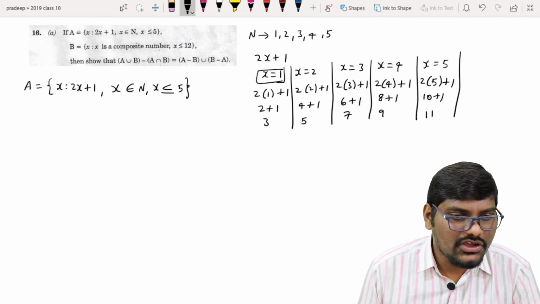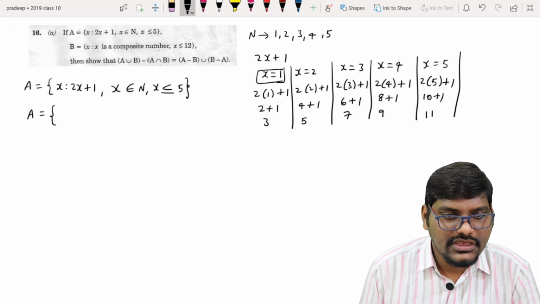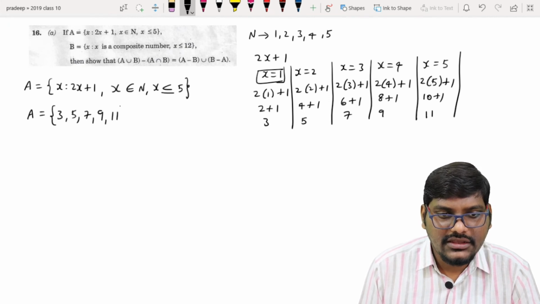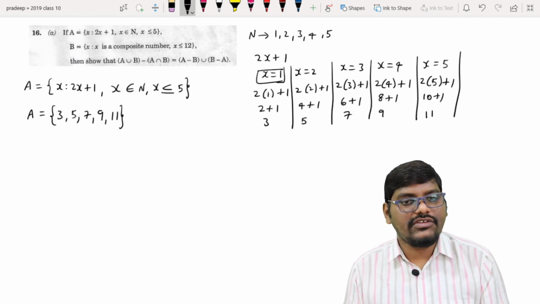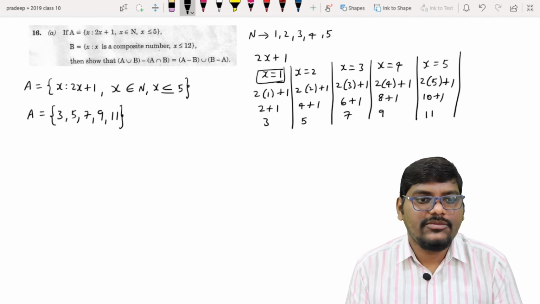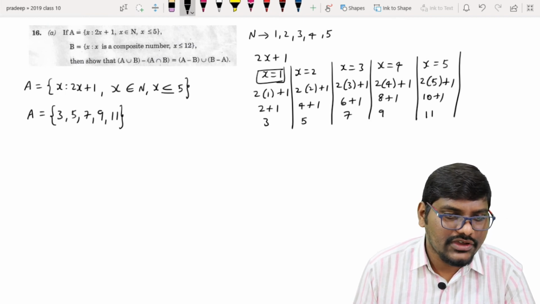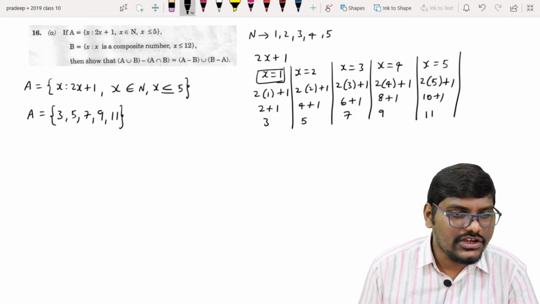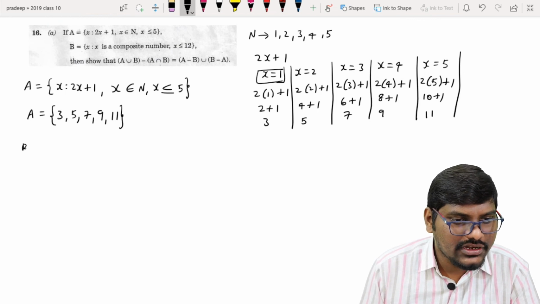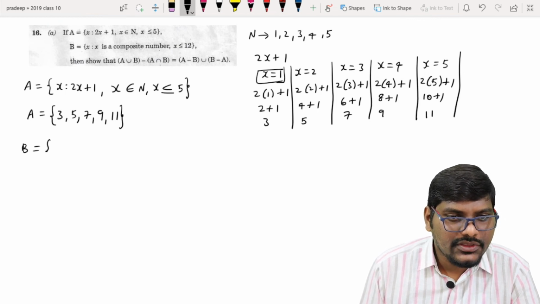So what is the set we got now? Set A is {3, 5, 7, 9, 11}. So this is the set we got for condition A. Let's go with the second condition. What was the second condition? That is x such that x is a composite number.